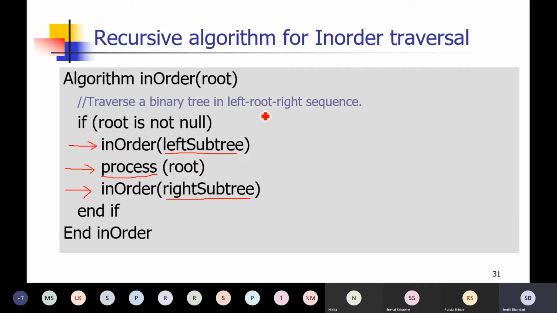So we are maintaining the sequence left, root, right. We are processing the left subtree in order fashion, then we are processing the root node, and then we are processing the right subtree in order fashion. And please remember, this left subtree and right subtree itself is a tree. So recursively we go on processing these trees in order fashion. Am I correct?